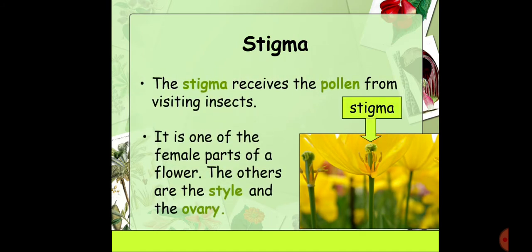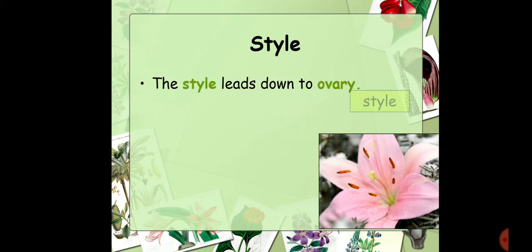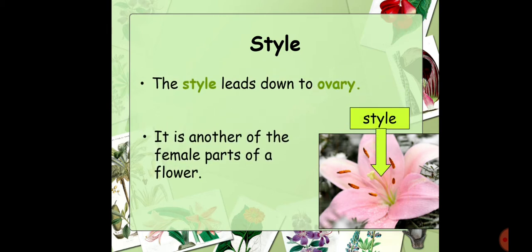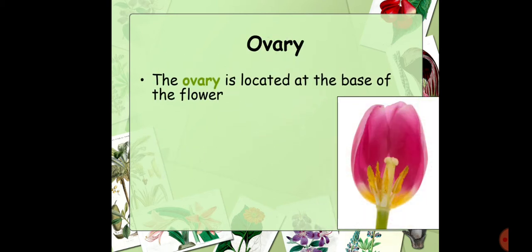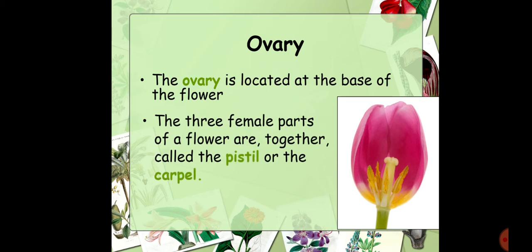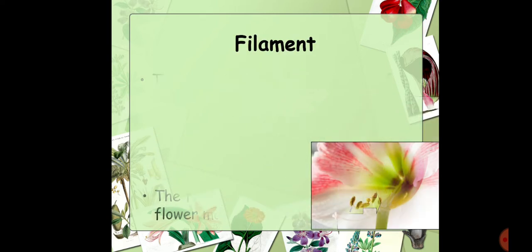It is one of the female parts of a flower. The others are the style and the ovary. Style. As the style leads down to ovary, it is another of the female parts of a flower. Ovary is located at the base of the flower. The three female parts of a flower are together called the pistil or the carpel. The female parts of a flower make the seeds.